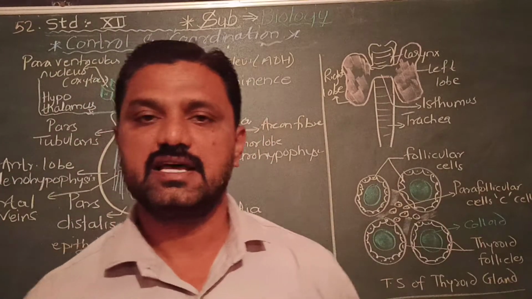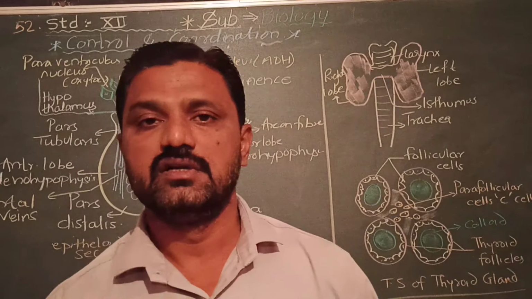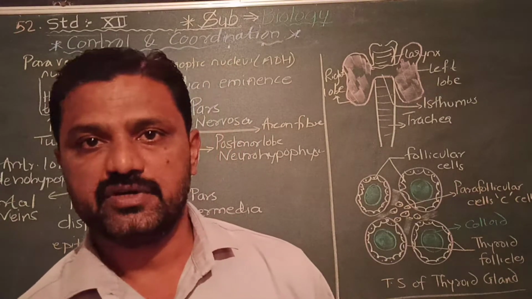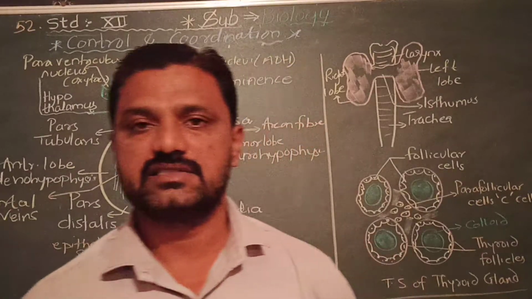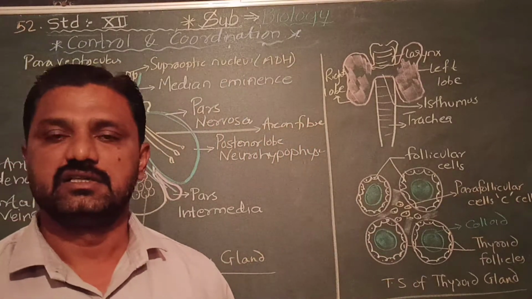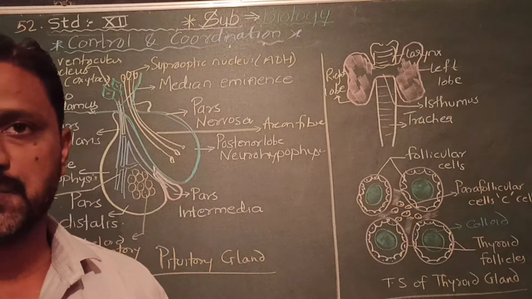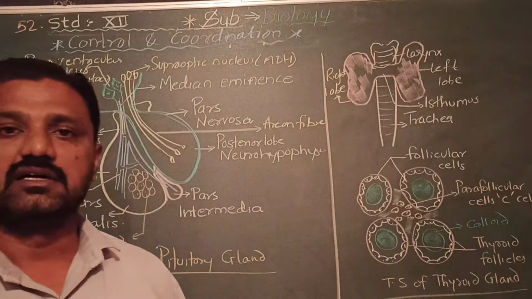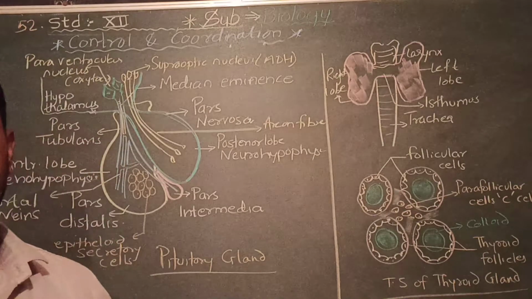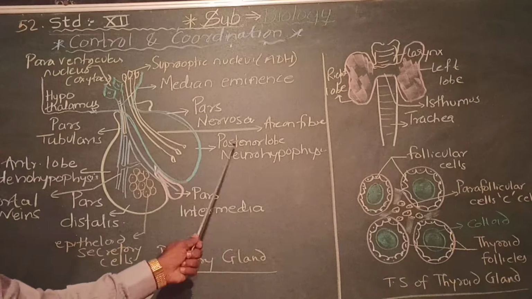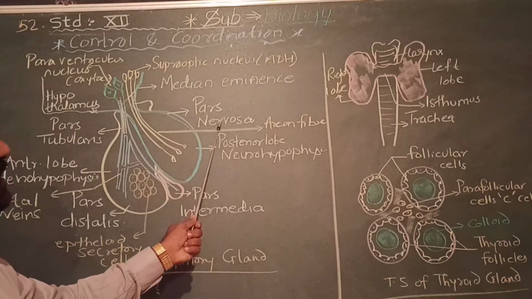Welcome students. In the last lecture we studied the adenohypophysis, or anterior lobe of the pituitary gland. In this lecture we are going to study the posterior lobe, that is the neurohypophysis. The neurohypophysis is divided into three parts, and the first is the pars nervosa.